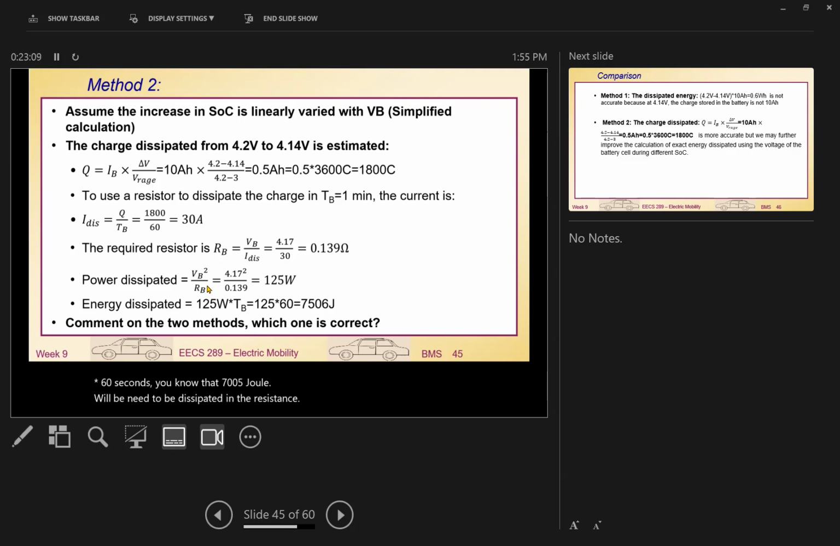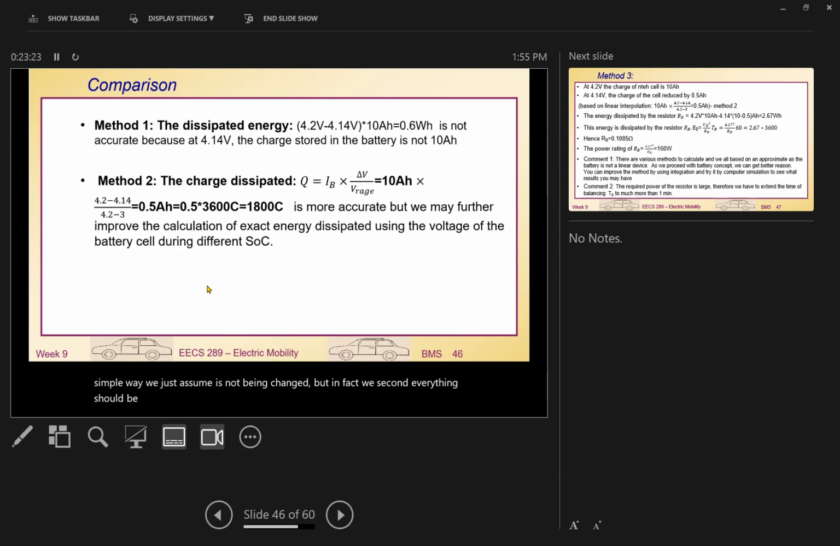So now we've got two methods. What do you think? Which method will be more reliable? The first method is the simple way. We just assume AH is not being changed. But in fact, for the second method, I think AH should be changed. So method one, the digital energy of 0.6 Wh, is not accurate. Why is that? Because at 4.14 volt, the charge is not 10 AH. So this student underestimates the problem. It's fair enough. I mean, some people just use 10 AH.